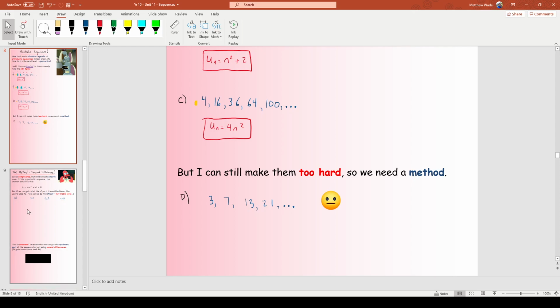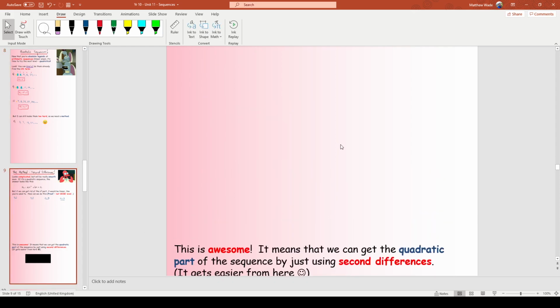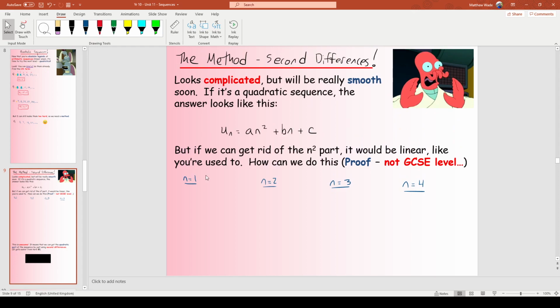And that's because the rule is linked to a brand new method I'm going to teach you, which is called the method of second differences. Okay, so that's your subtitle.